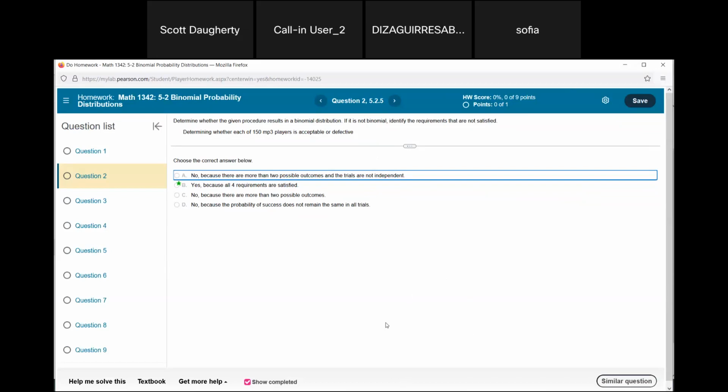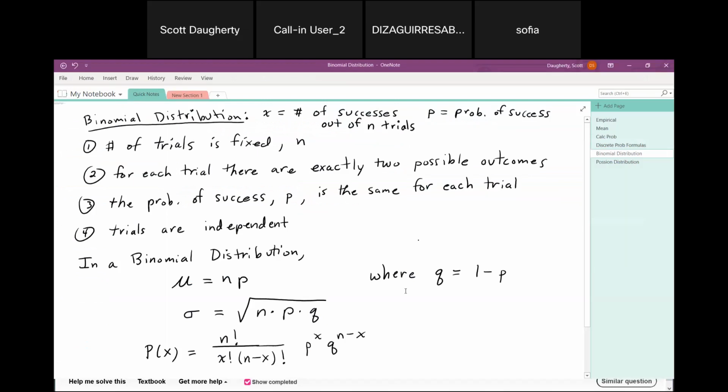Now, if the company were to improve the process of making their MP3 players and had a different manufacturing process, then maybe that percentage might change. But let's assume, they don't really tell us, but let's assume that whatever process they go through, the probability of success remains the same for each trial. So if that's the case, then the third condition would be satisfied.